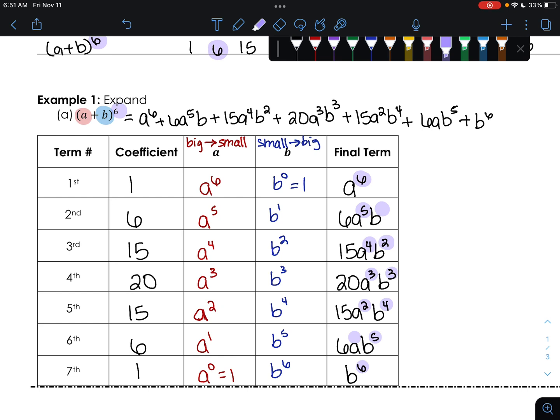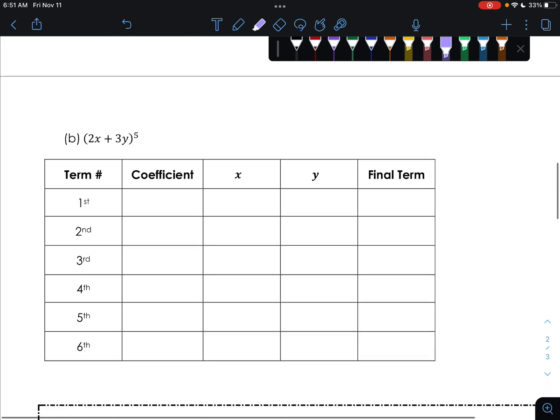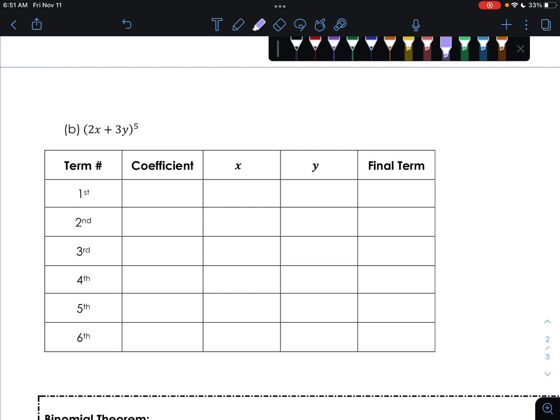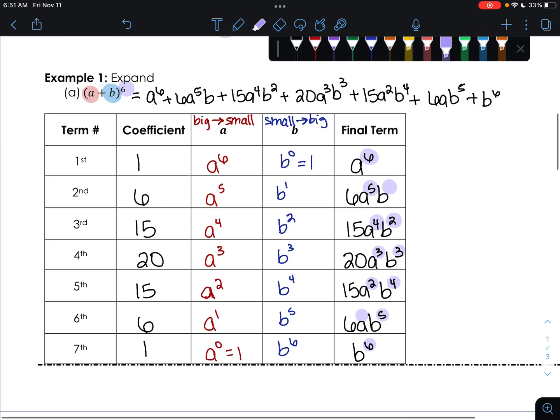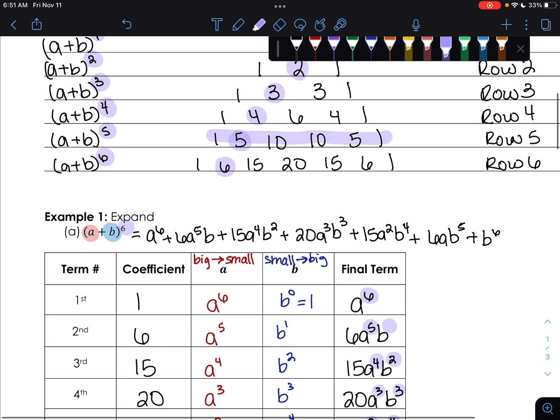Okay, so this is when it's basic and there's no coefficients in front of our variables. When we look at our next example, we have 2x plus 3y to the 5th power. So what's going to happen here is the exact same thing. We know that it's to the 5th power. Okay, so in Pascal's triangle, we're going to use the one right here.